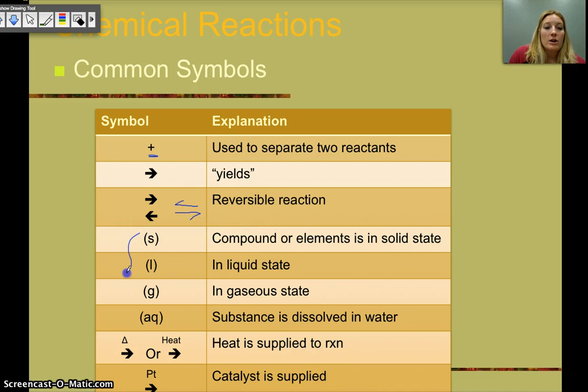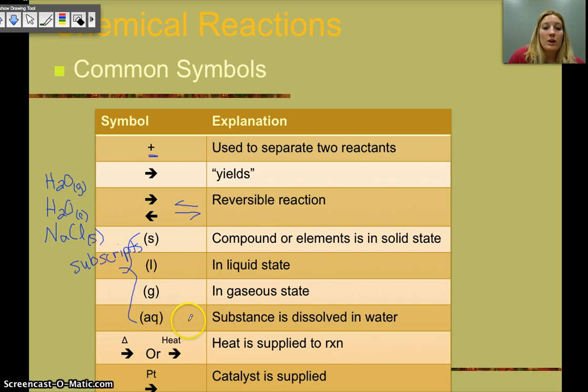These signs down here, S, L, G, and AQ, are all subscripts. So you will see these underneath a chemical formula. So you might see NaCl with a little S underneath. That would mean it's a solid NaCl or solid salt. If you see H2O with a little L, that means it's liquid water. If you see H2O with a G, that means that it's water vapor or gaseous water.